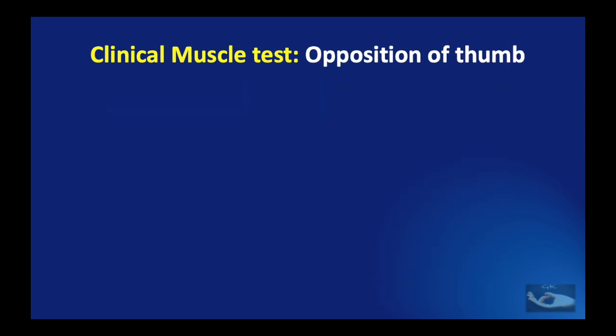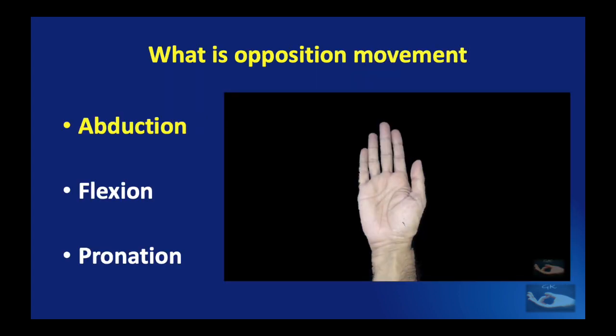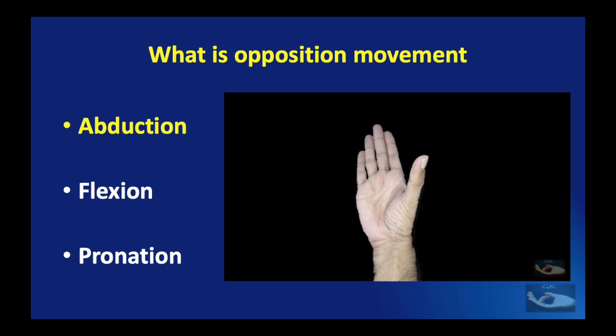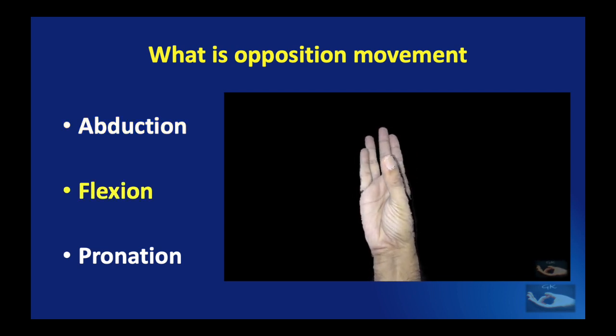Now we come to the important movement of opposition of thumb. We should first understand this complex movement. It actually consists of a sequence of three movements. The first being abduction, which is both radial abduction and palmar abduction. Next being flexion, and at the same time pronation.